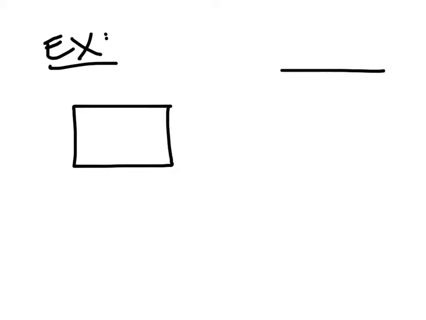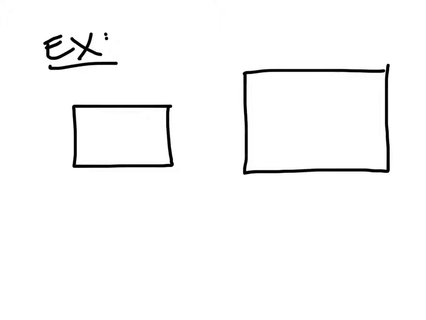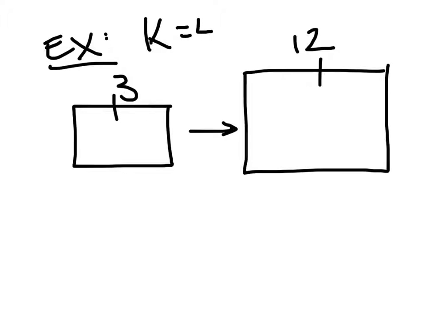So, for example, let's say that I have this rectangle, and then I have this image rectangle. So I'm going from this one to this one. And let's say that I have this side length of 3, and this corresponding side length right here, let's say that it's 12. Okay? Well, what's the scale factor? The scale factor here is 4, because 3 times 4 would equal 12.